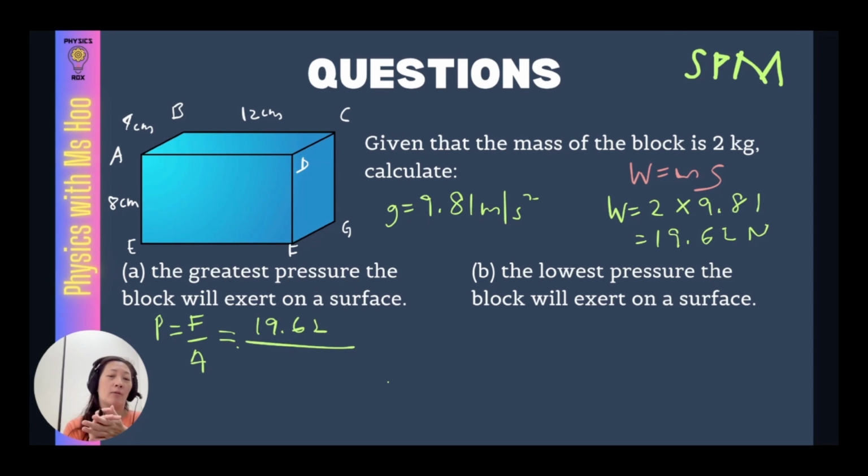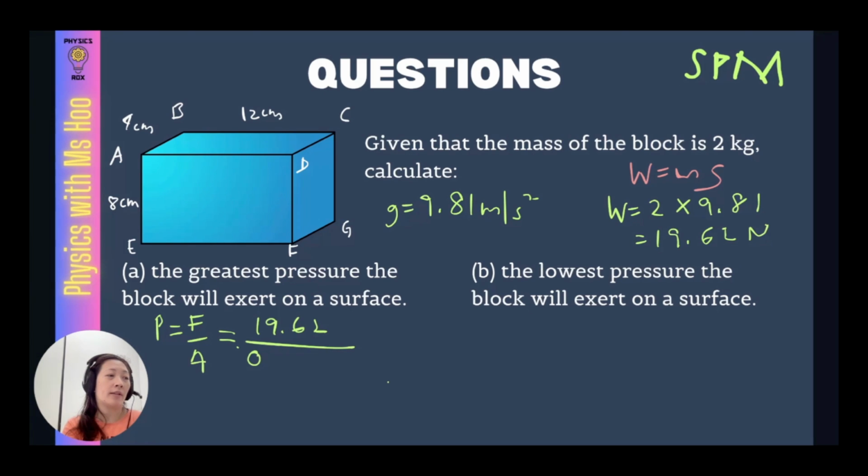Now, depending on what the question wants, you can leave the area in centimeters squared. That means for the area in A, you will take 4 times 8. But if the question wants you to write in Pascal, you have to write the dimensions in meters instead. That's why I'm going to convert the values first into meters.